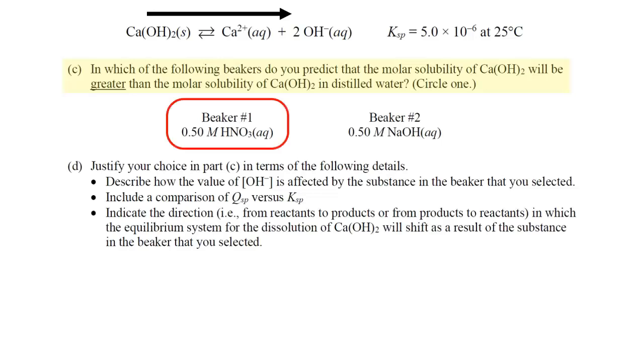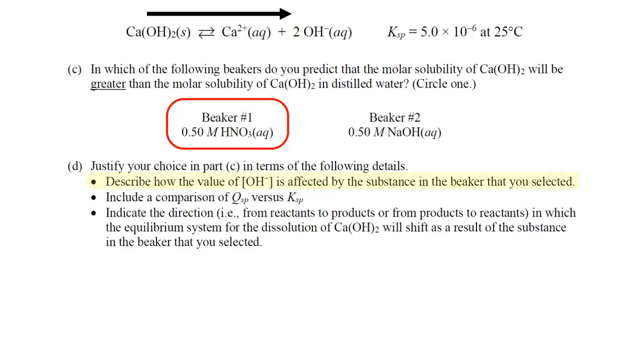But what I'm looking for is a shift in the equilibrium system for the dissolution of calcium hydroxide from left to right, or from reactants to products. So I'm trying to favor the dissolution, favoring the formation of those aqueous ions. So pretty much everything I'm going to say in part D as my justification will be the opposite of what I had mentioned in part B of this question. So here we go. Justify your choice in part C in terms of the following details.